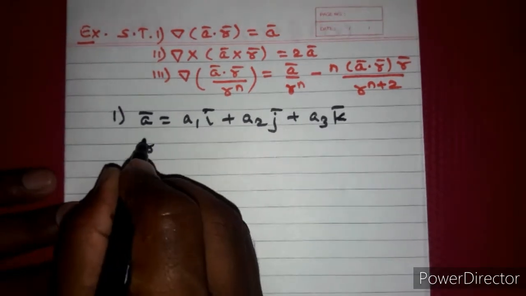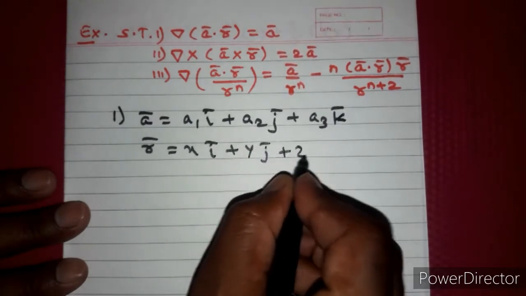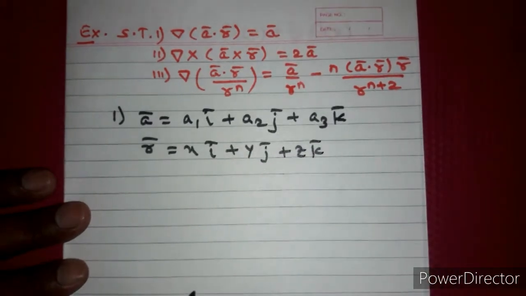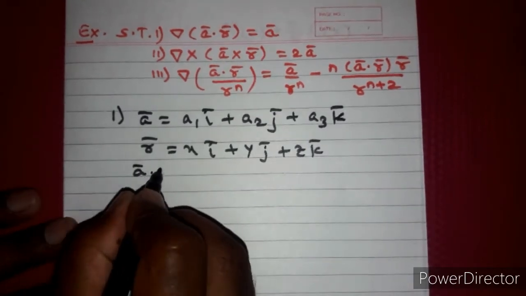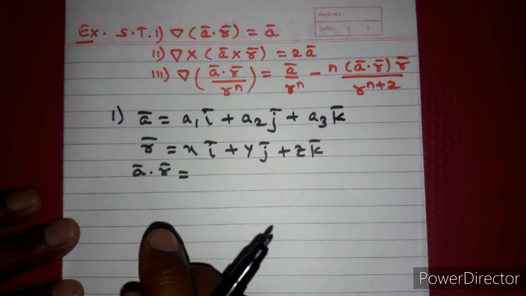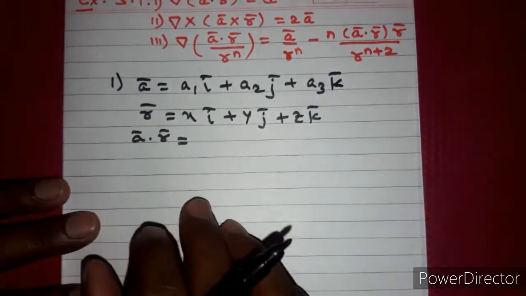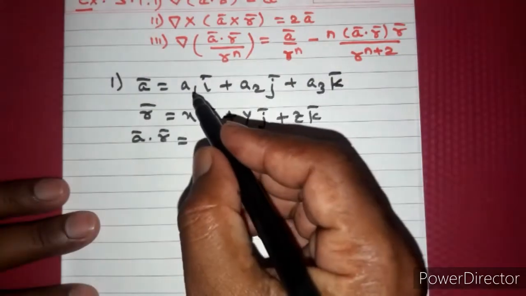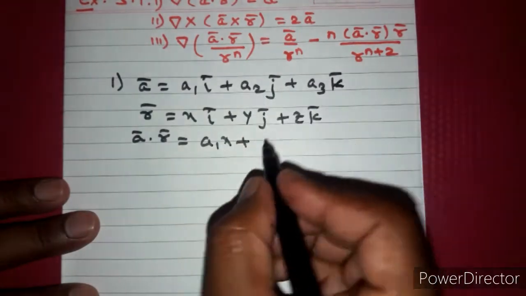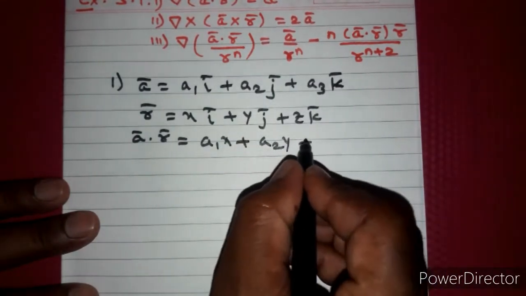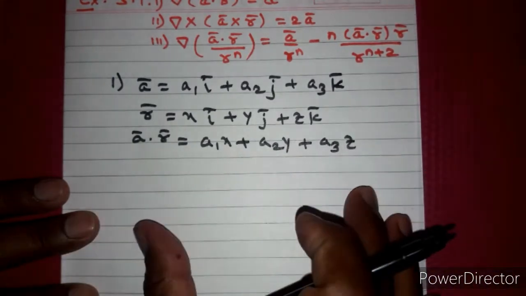r bar, we know, is x i bar plus y j bar plus z k bar. Now a bar dot r bar, the dot product of these two. Everybody knows how to take a dot product, so do it. It is a1x plus a2y plus a3z.